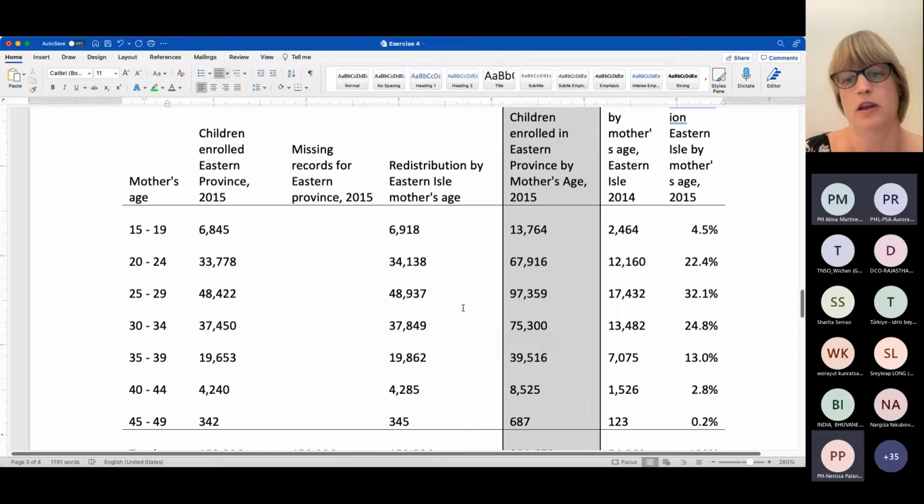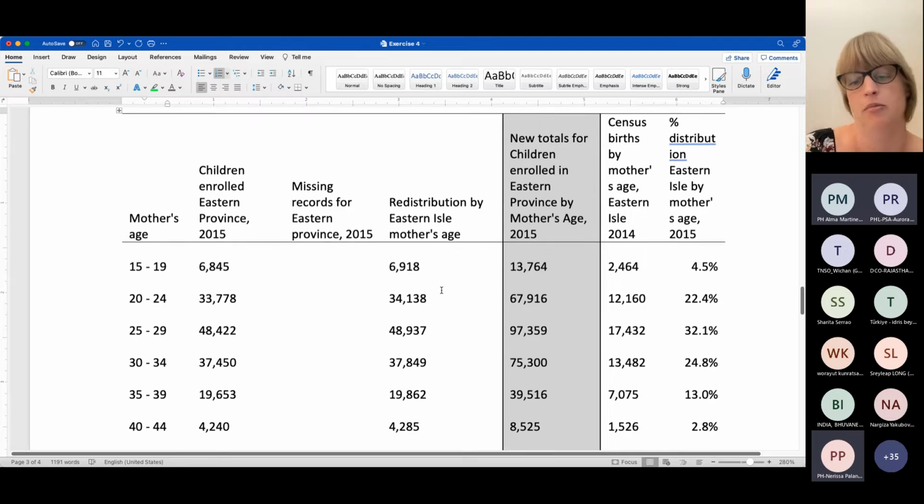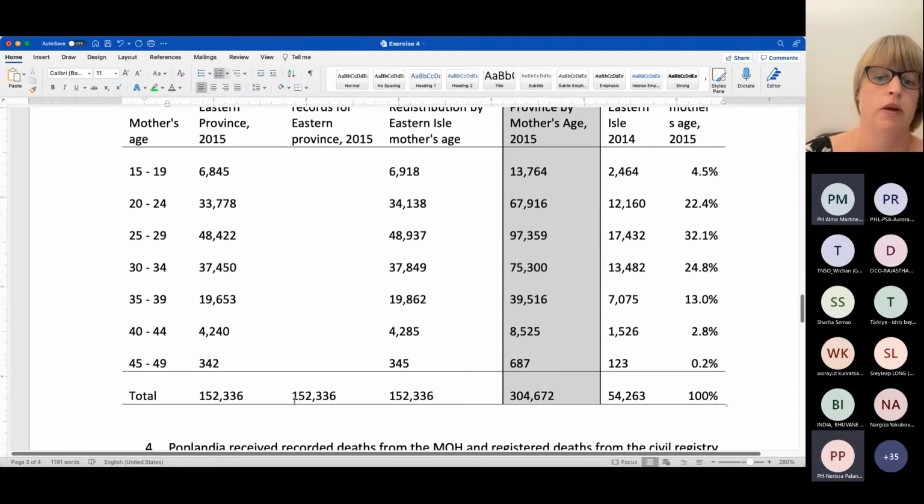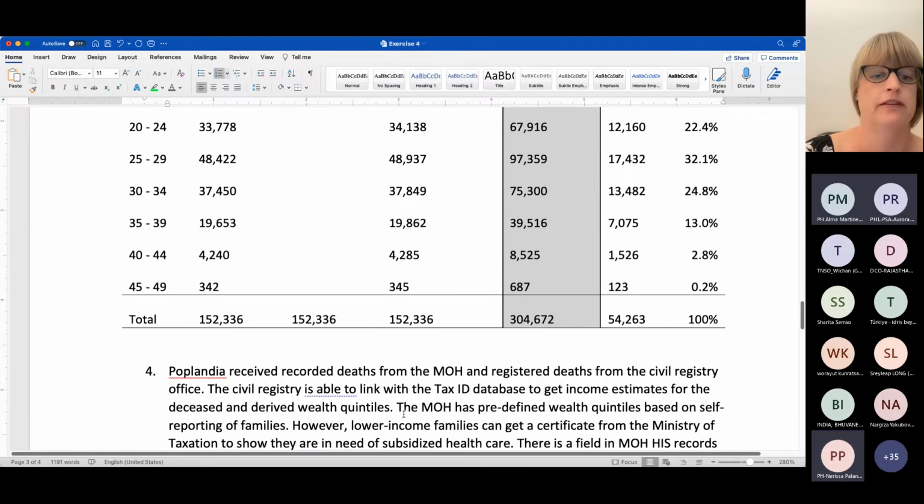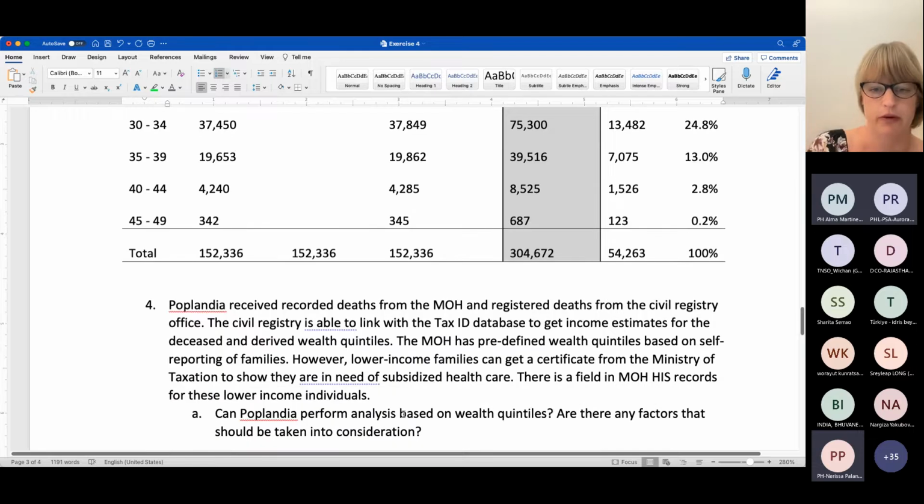And so you can look at the table in your own time if you want to go and match the math. But the point of the exercise was just to think about maybe there's some other sources that could help inform your missing records to make them a little bit more usable for your analysis. So let's go on to question number 4.